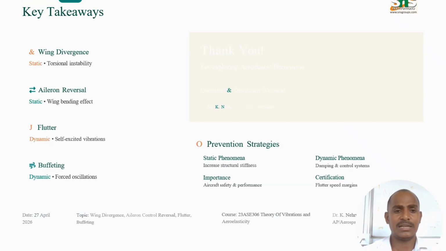Finally, let us understand the conclusion. Wing divergence and aileron reversal are static aeroelastic problems. Flutter and buffeting are dynamic aeroelastic problems. Static issues are solved mainly through stiffness improvement. Dynamic issues require damping, control systems, and advanced analysis. Understanding these phenomena is essential for aircraft safety, certification, and high-speed performance. So, all these issues can be sorted out before the aircraft flies.